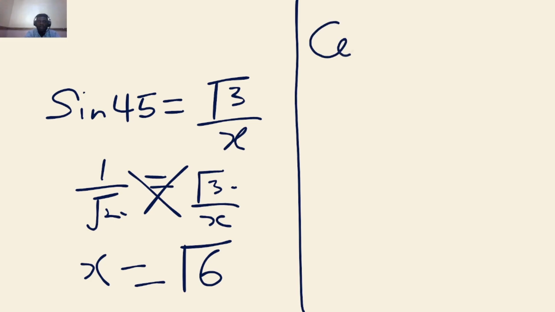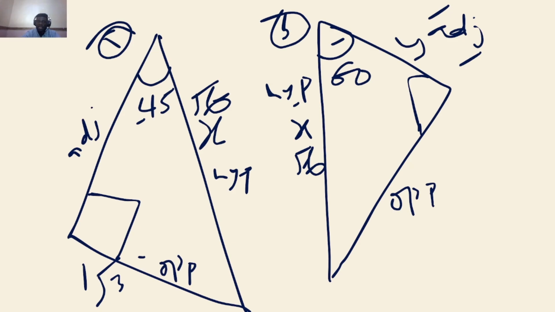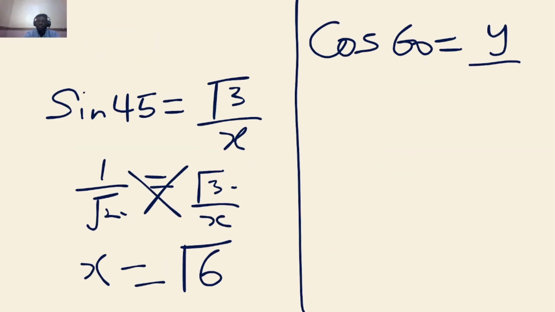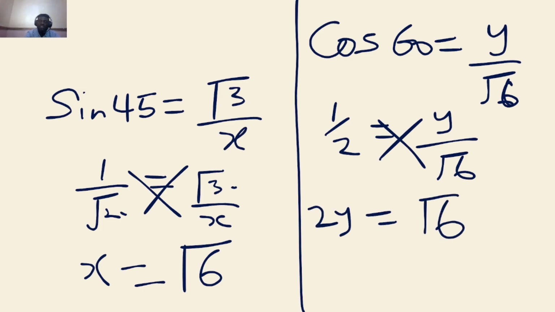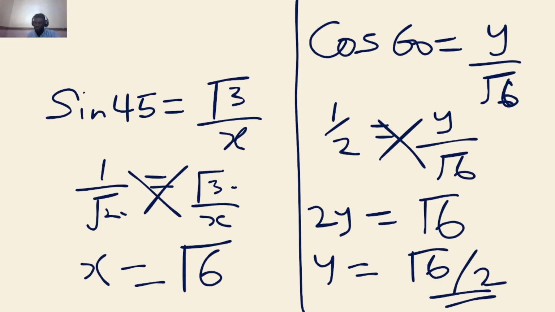So you come over here, your cos 60 is equal to the adjacent, which is Y, over the hypotenuse, which is √6. So you'll be having Y over √6. Now, what is the value for cos 60? Cos 60 is given by 1 over 2 from the table, equal to Y over √6. Again, you cross multiply. 2 times Y will give you 2Y equals √6. When you divide both sides by 2, your Y will be equal to √6 all over 2. So this is the value for Y, √6 all over 2.